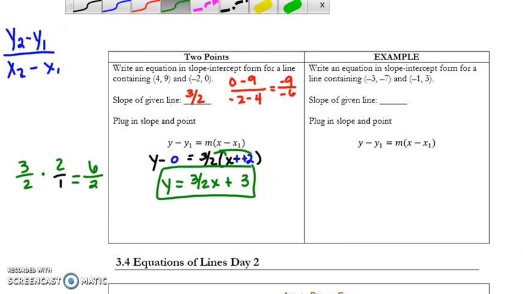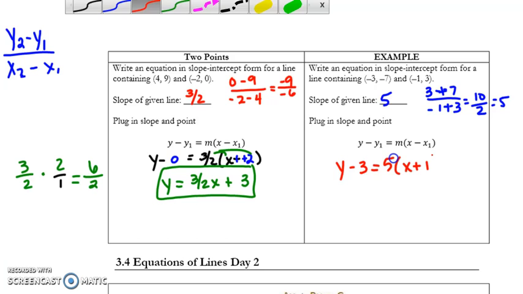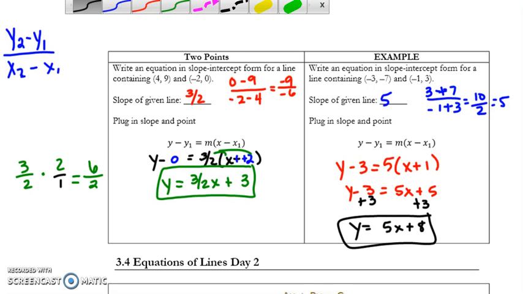Okay, so if you want to try this next one on your own, go ahead and do that. Pause and then push play and check when you're ready. All right, double check your answer.